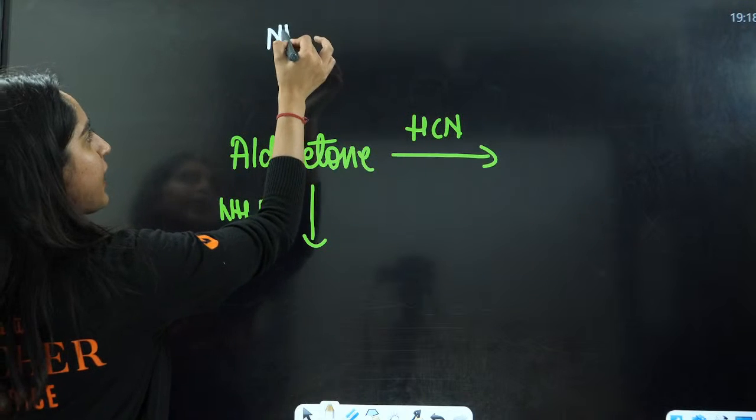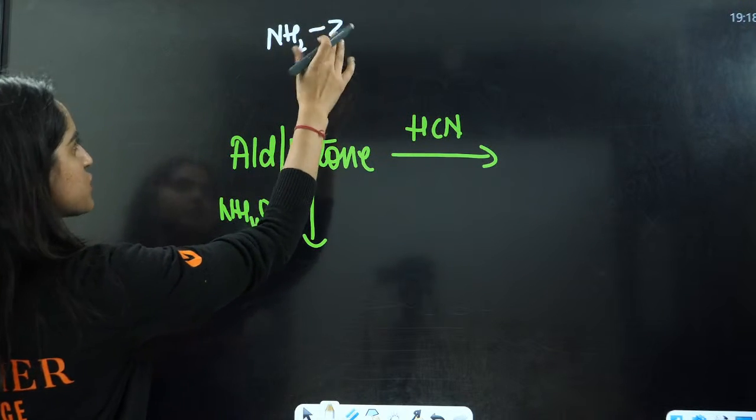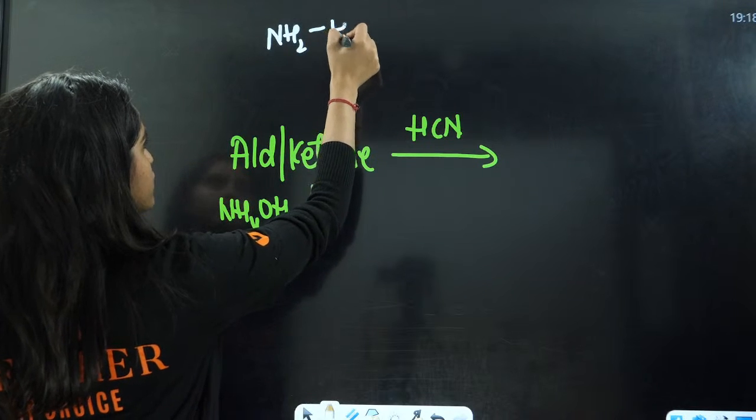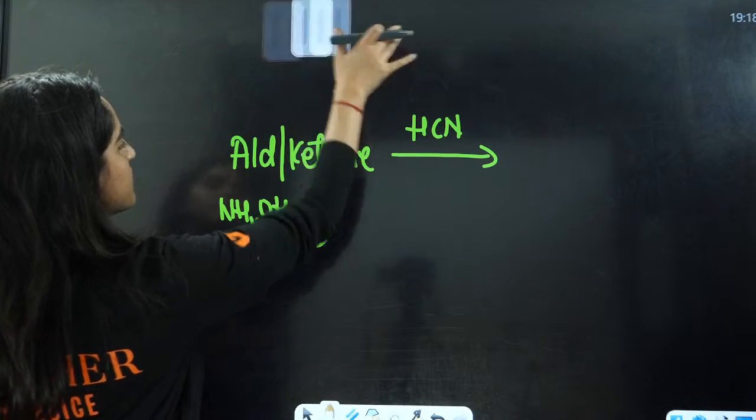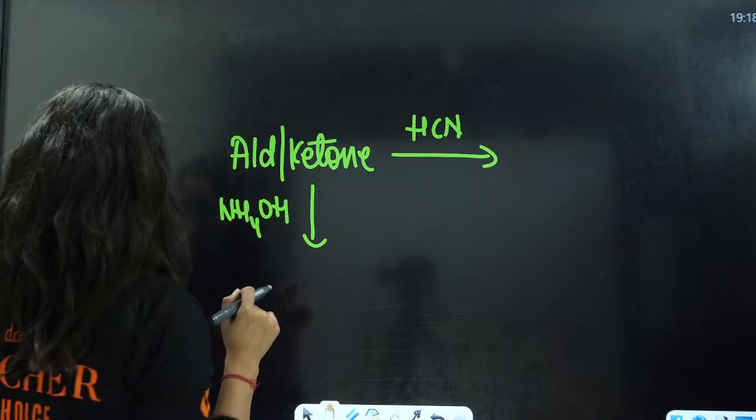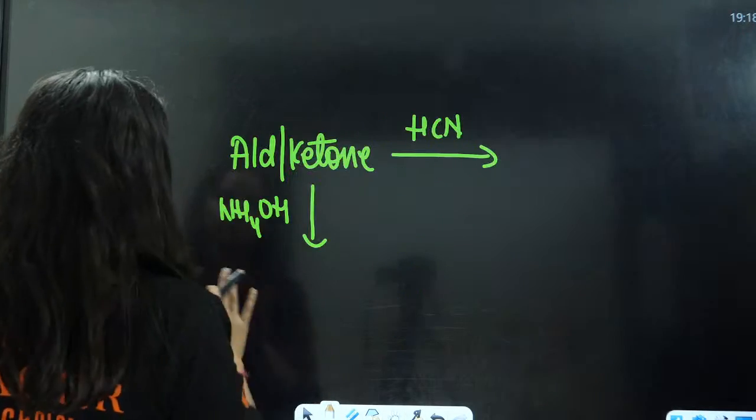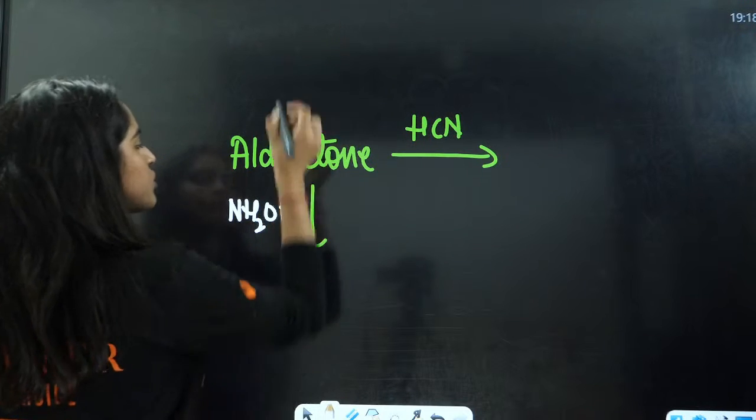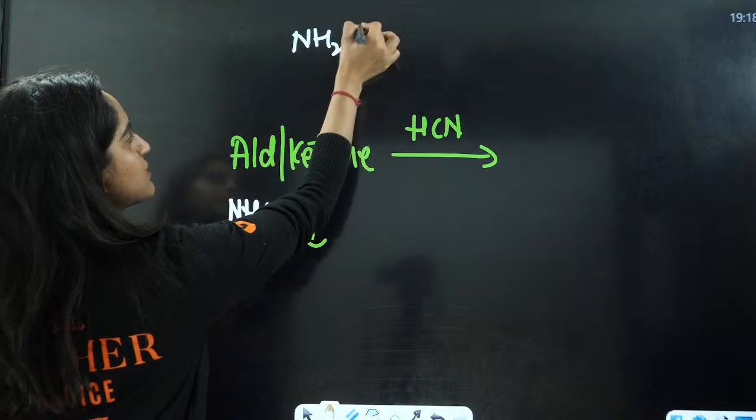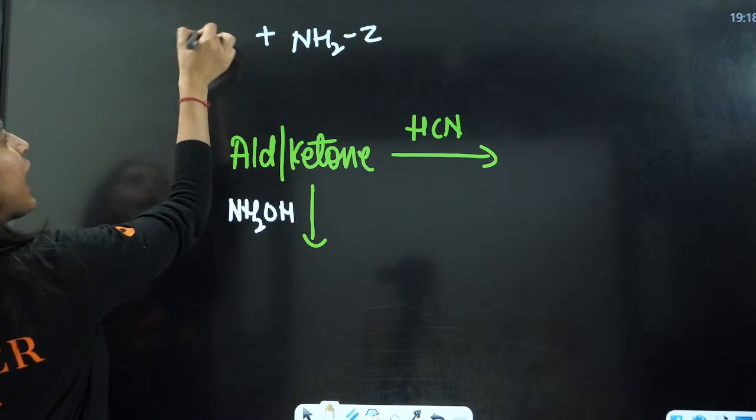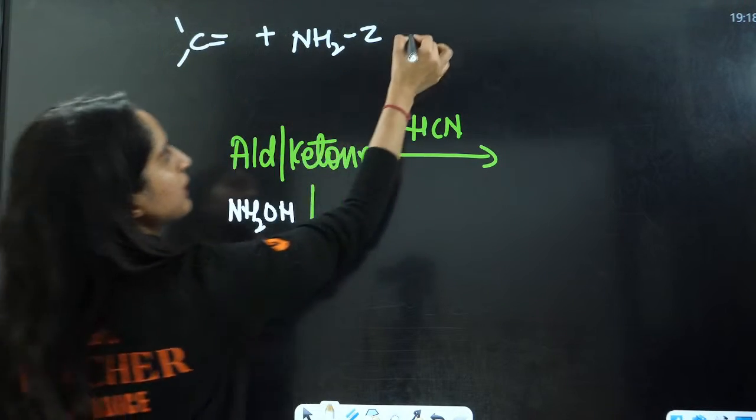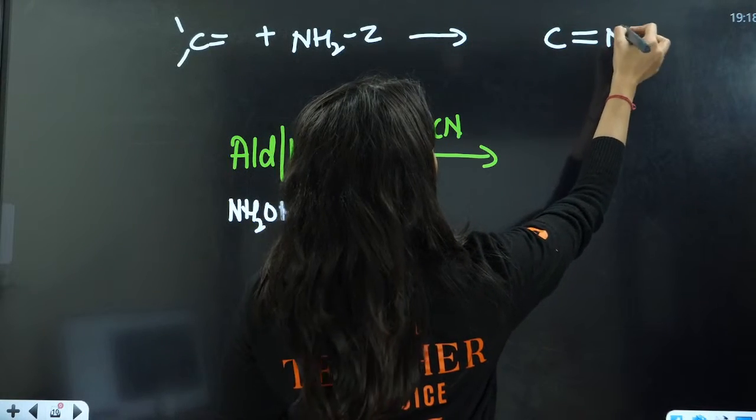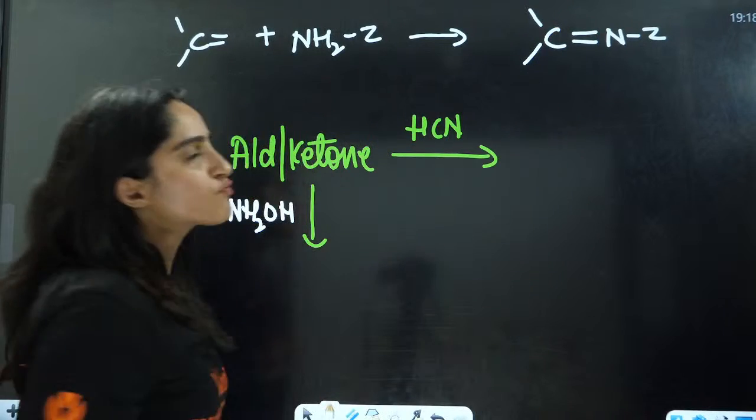This is actually nothing but NH2Z here, right? So this will be NH2OH. Wait. This is NH2OH. Why am I writing NH4? NH2OH, right? So this is NH2Z. So what happens here? If we have a carbonyl group that reacts with NH2Z, we get C double bond NZ. This is formed, right?